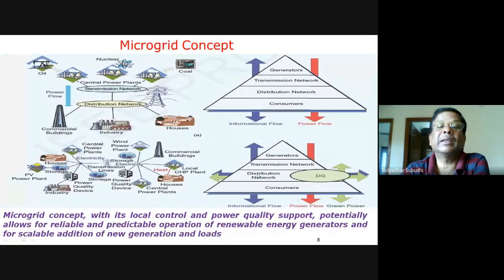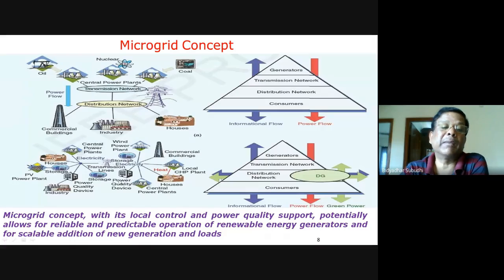And then if you look at the concept of the microgrid, it is basically an addition. As I mentioned, we have the central power plants and the transmission and distribution network distributing power to commercial buildings, industry, and houses. And in addition to that, in a microgrid, we add the PV photovoltaic power plant, and CSP plants can additionally be connected, and we can employ power quality devices here.